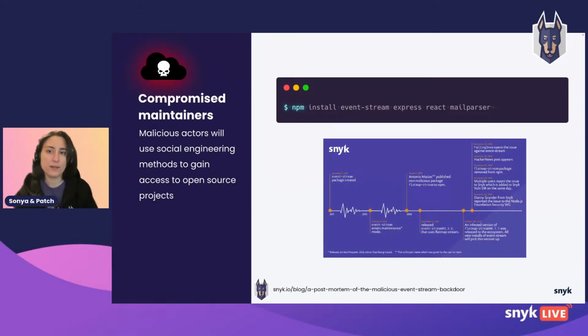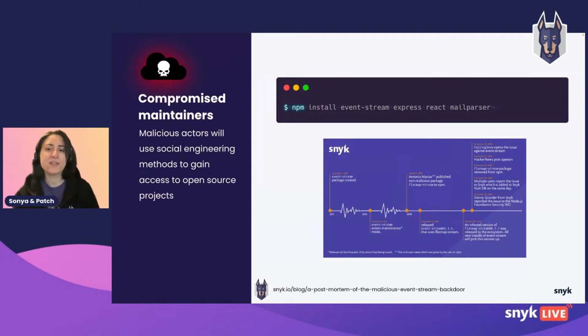One last example is compromising maintainers, where malicious actors use social engineering methods to gain access to open source projects. Here we have an instance with the event-stream package, where the malicious actor used social engineering on the maintainer. What is quite interesting is that he went through all of the issues from that specific repo, looking to see if he could contribute, push some code, and just improve things in general. What was it? Just to build up the trust.